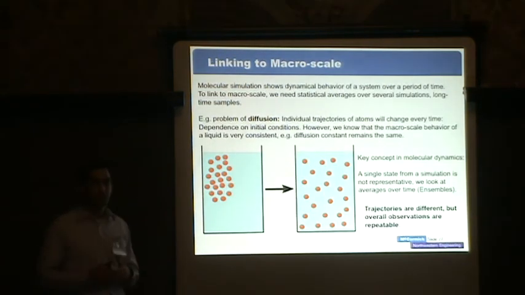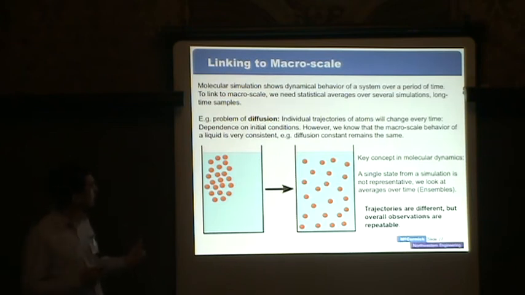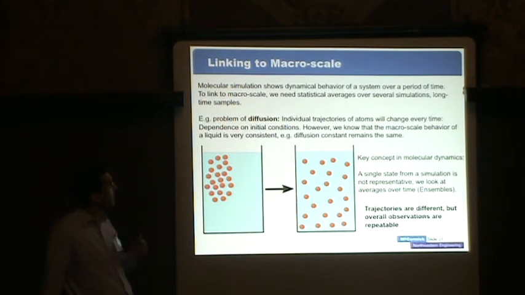And then the question, of course, is, that's great, we can look at these at the smaller scales, but can we really connect this to the macroscopic behavior? So, for instance, if you look at a problem like diffusion, can we really link the individual trajectories or individual events that we observe at the smaller scales into macroscopic phenomena, like macroscopic behavior? And this is one of the key concepts that we have in molecular dynamics. So a single state from a simulation is not necessarily representative, but if you look at averages over time, then that can be very relevant. And this is something we call ensembles.